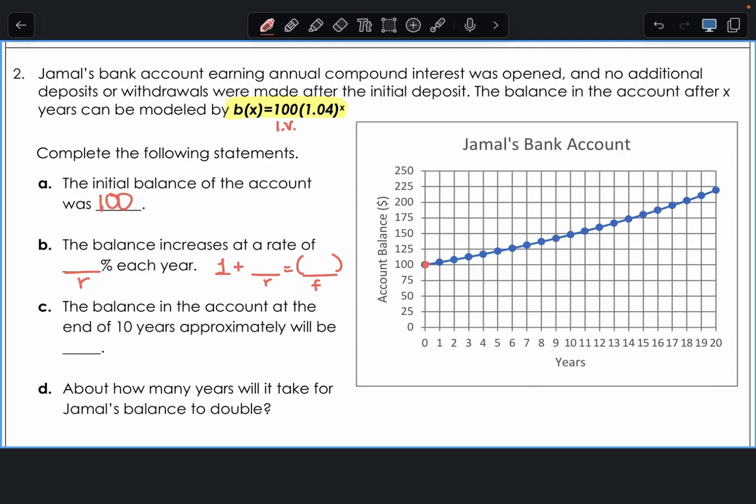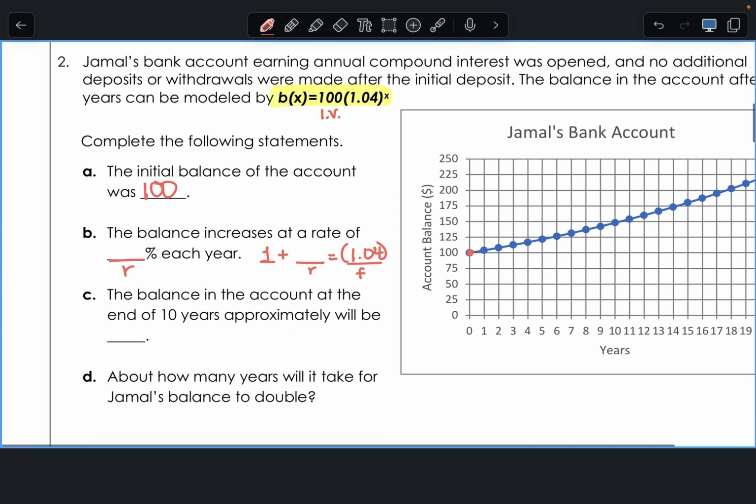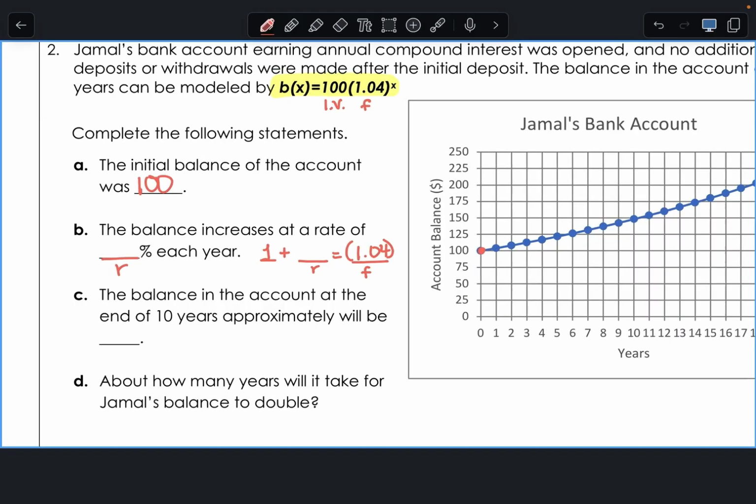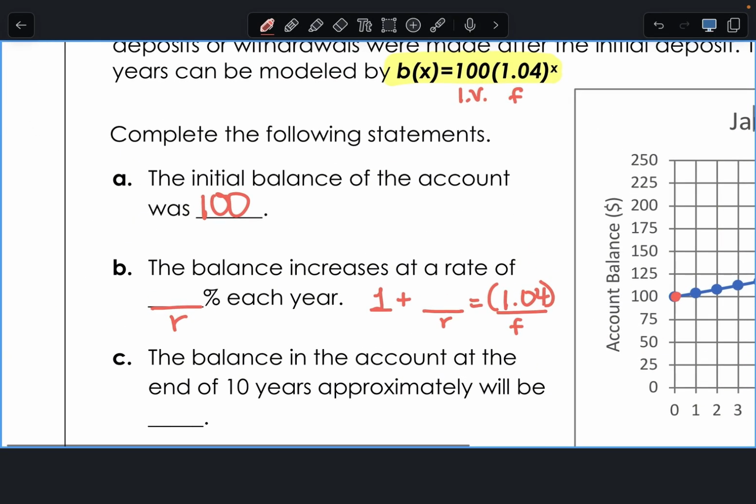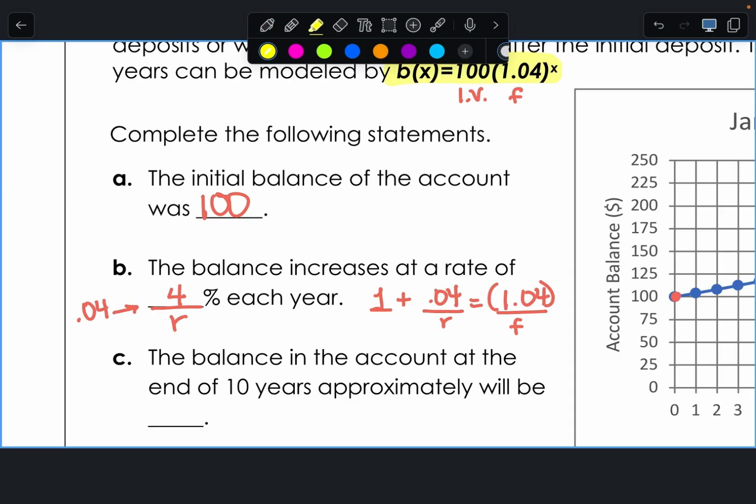1.04. Now you have to think about it. We get the 1.04 from the equation, correct? But what did you add to 1 to get to 1.04? 0.04. Now, 0.04 as a percent is what? 4%. So, even though you see 1.04 in the equation, we're increasing at what? 4% each year.